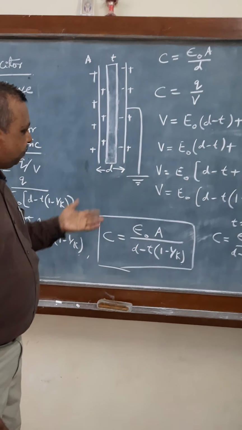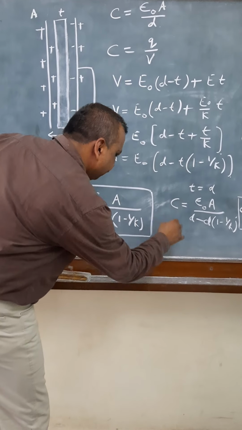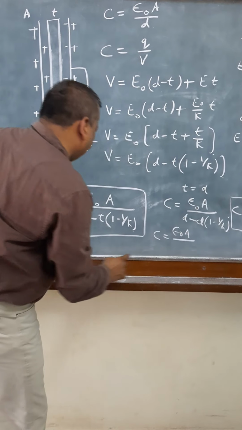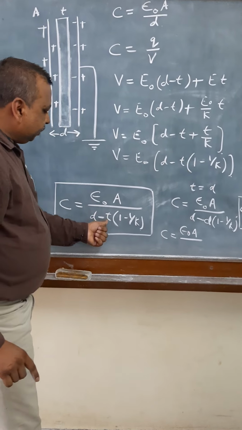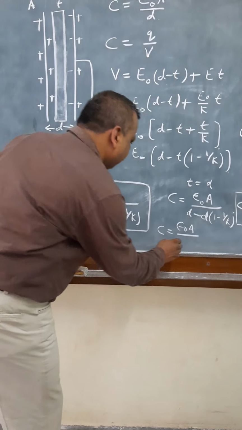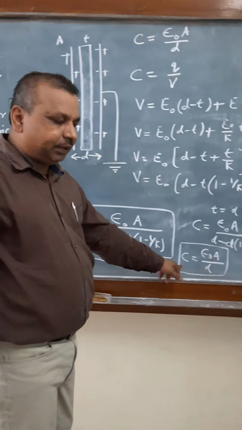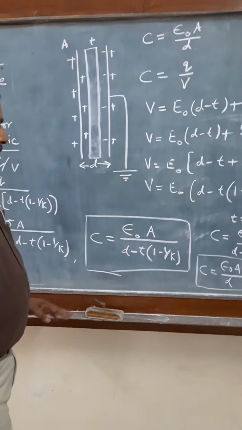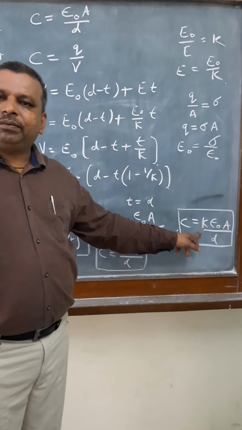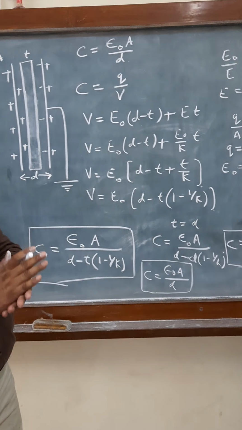If the dielectric slab is not there, in that case we will find the same expression for the capacitance as before. If no dielectric slab is there, then certainly t will be 0, so this whole term is 0, and the capacitance comes out to be epsilon naught A upon d. This is the capacitance of the parallel plate capacitor without dielectric, and the earlier one is the capacitance of the parallel plate capacitor with a fully dielectric medium between the plates of the capacitor.